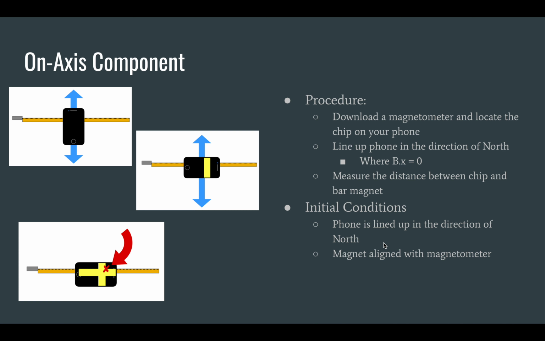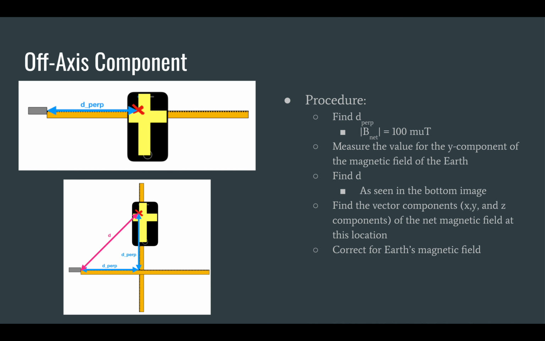For the off-axis component, we needed to find D perpendicular, where the magnitude of B net is equal to 100 microtesla. Measure the value of the Y component of the magnetic field of the Earth. Find D, as shown in the bottom image, and find the vector components, which are the X, Y, and Z components of the net magnetic field at this location, and then correct it for the Earth's magnetic field.